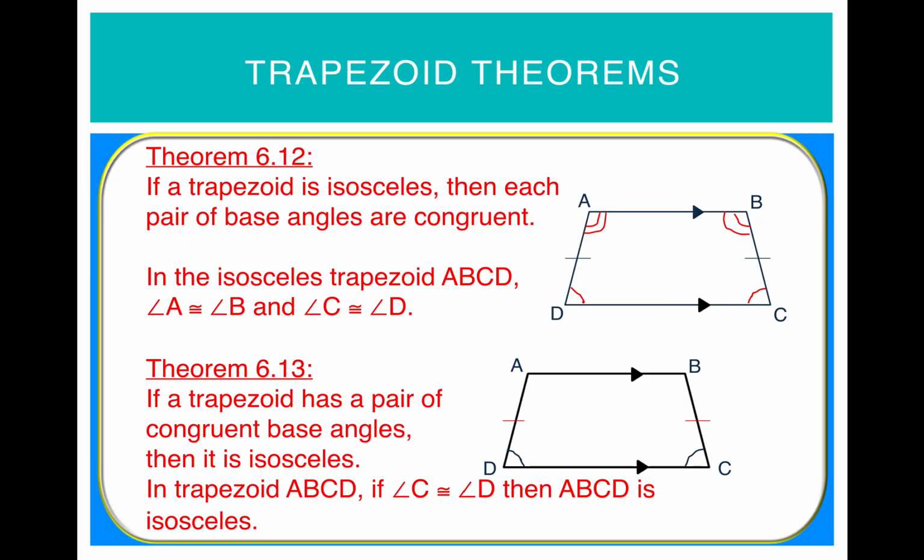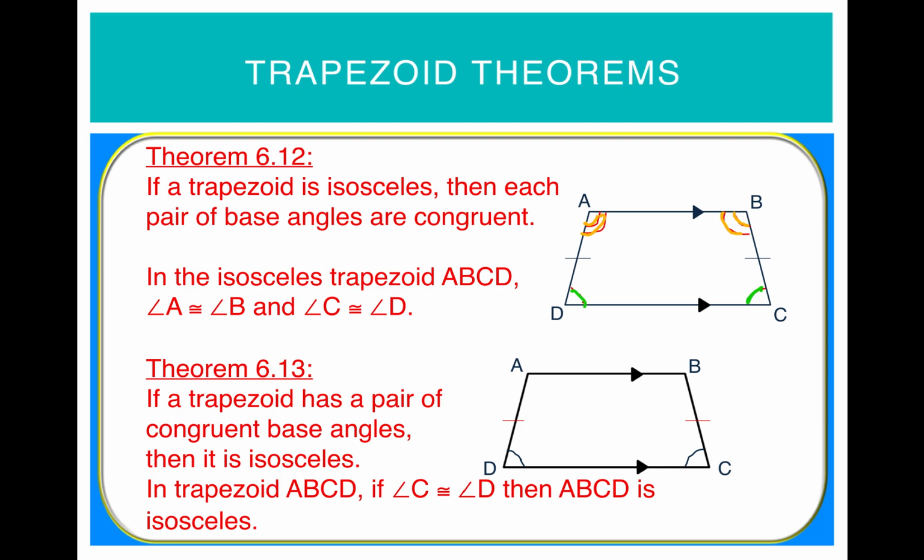Okay, now is a great time to pause this video and grab your theorem packet if it's not out already. Theorem 6.12: if a trapezoid is isosceles, then each pair of base angles are congruent. So in this isosceles trapezoid ABCD, angle A and B are congruent, because right there are a pair of base angles. And angle D and C are congruent. That's our other pair of base angles.